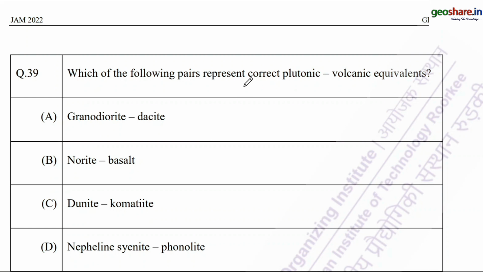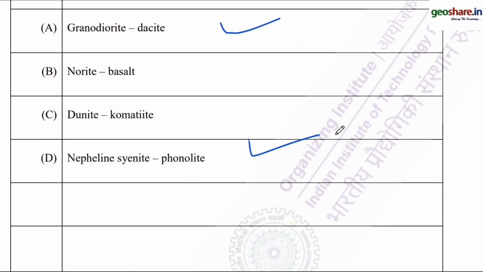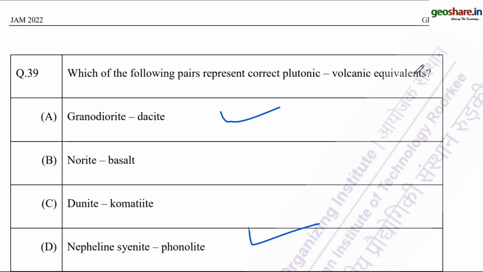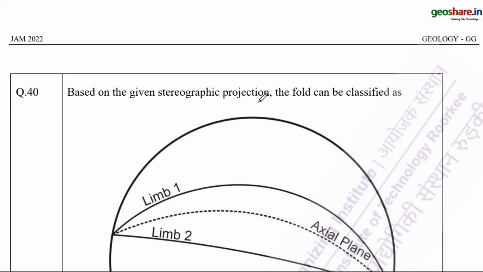Which of the following pairs presents correct plutonic and volcanic equivalent? A and... granodiorite, dacite, and nepheline syenite, phonolite. This is a very important question. Every year one question must come from this, volcanic equivalent or plutonic equivalent.